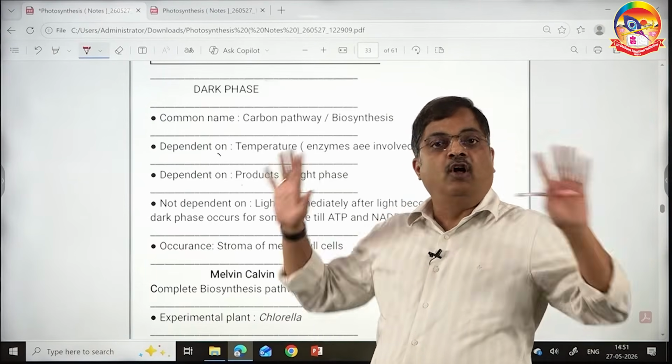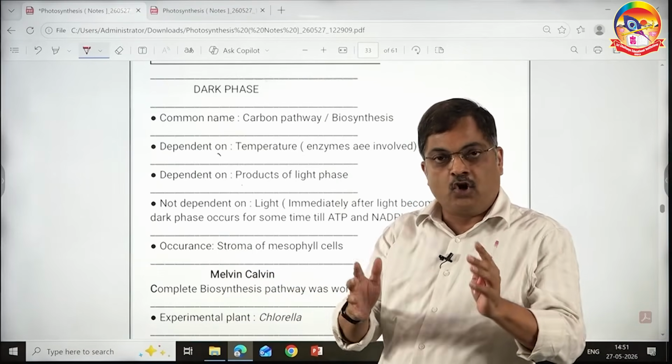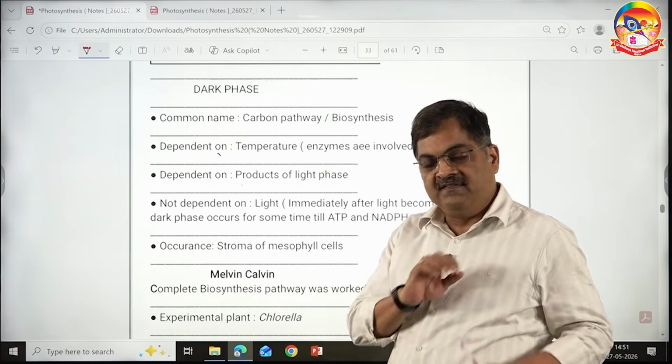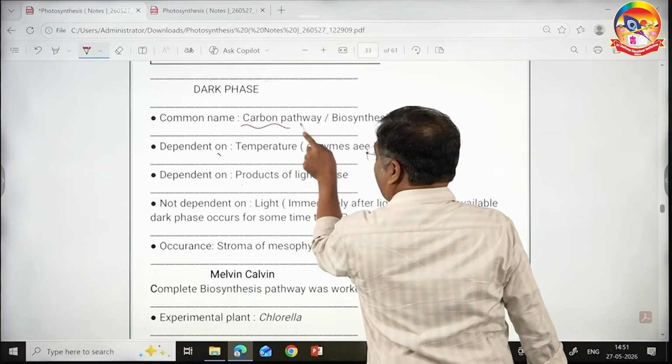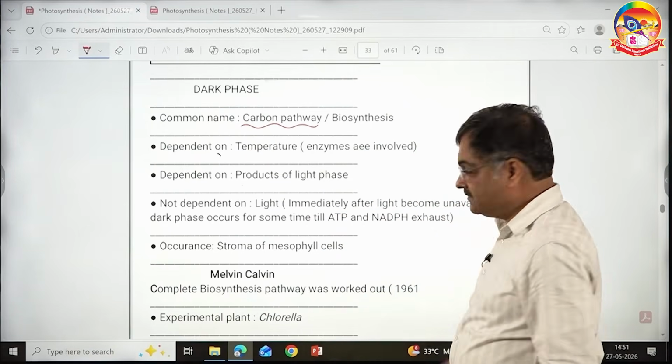So we produce all the raw materials needed. Now our job is to see the glucose synthesis. Without wasting any time, we'll get into it. It is called the carbon pathway. We already discussed this.